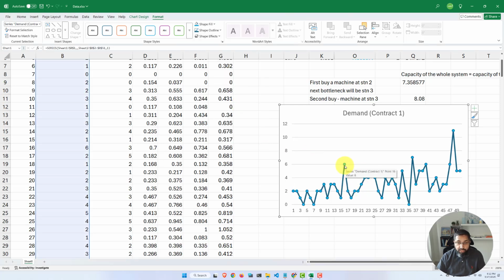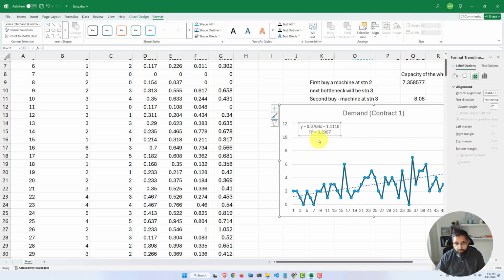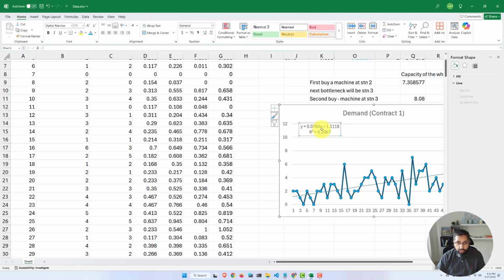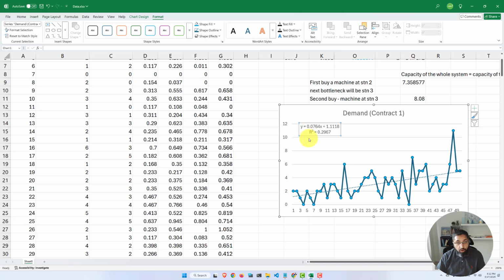So when you select the data, you can right click it, add trend line, display equation, display R squared. And so this is your regression equation you can use to forecast your demand. Okay. Now, why is this regression equation good for forecasting? Because we only have trend right now.